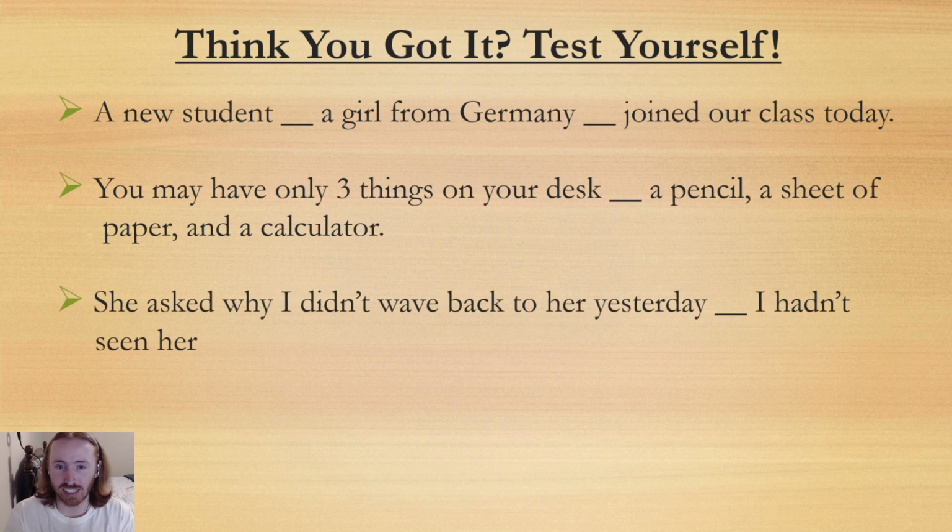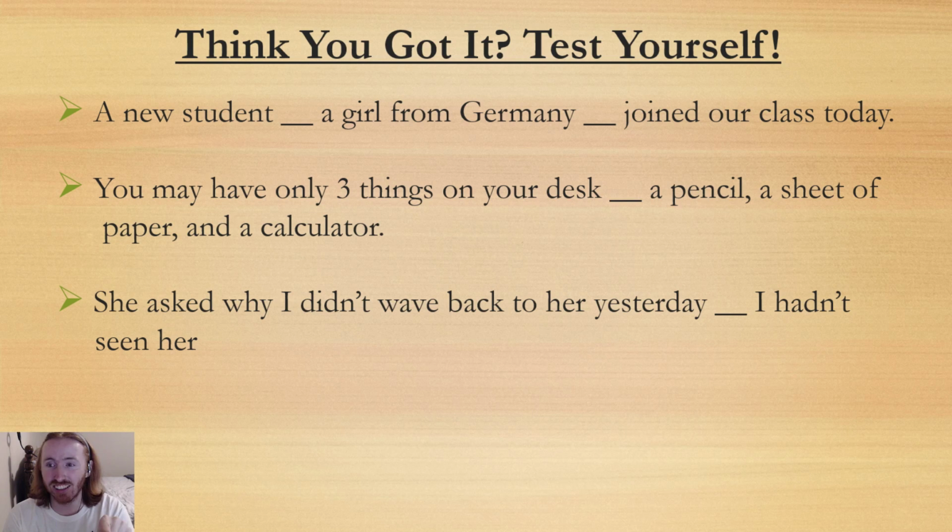My third example here is, she asked why I didn't wave back to her yesterday. I hadn't seen her. So what piece of punctuation goes here? And the answer here is, it's the dash. Again, it's not a colon because, well, I guess I take that back. You could arguably use them interchangeably here. I hadn't seen her is an independent clause. I didn't totally realize this when I made this question. I intended this to be the dash, but a colon would also be acceptable here.